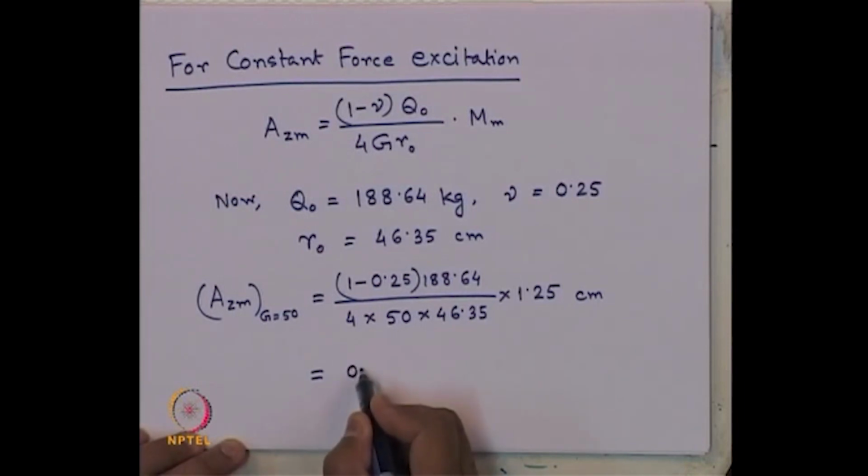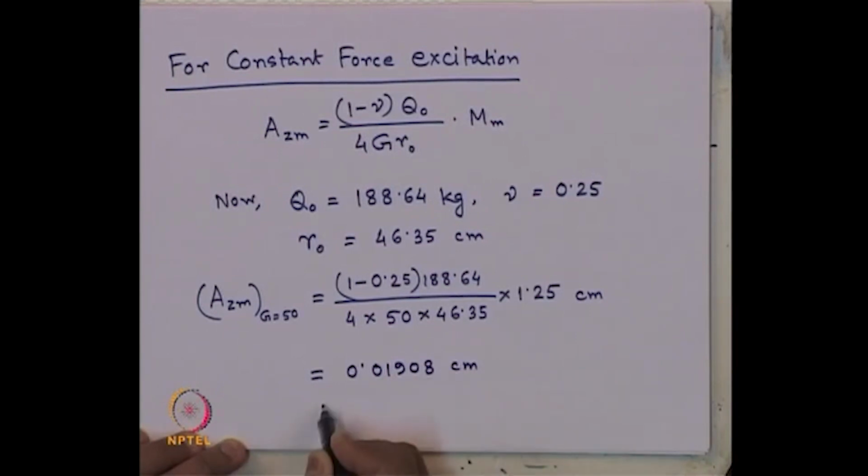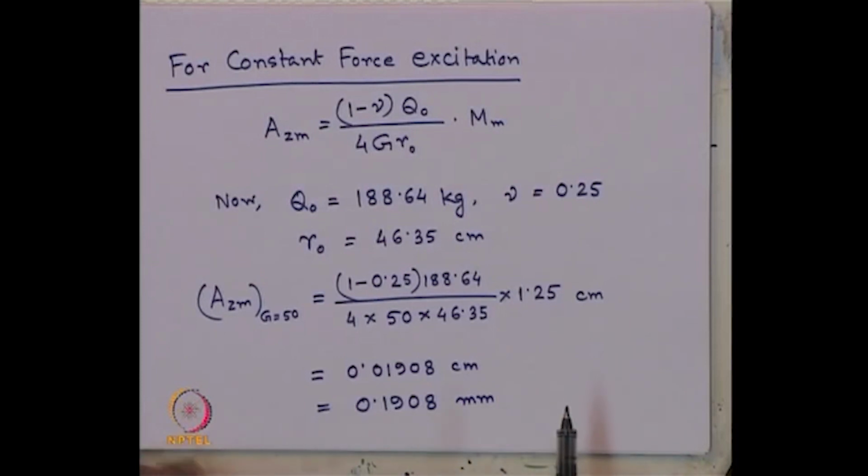It is coming 0.01908 centimeter, which is 0.1908 millimeter. Am I right? Which is less than 0.2 millimeter, hence okay. Again, a cross check with our permissible displacement. And as we know, this case is not going to occur, because it is not at operating frequency, but to always be on the safer side, we can cross check this also.